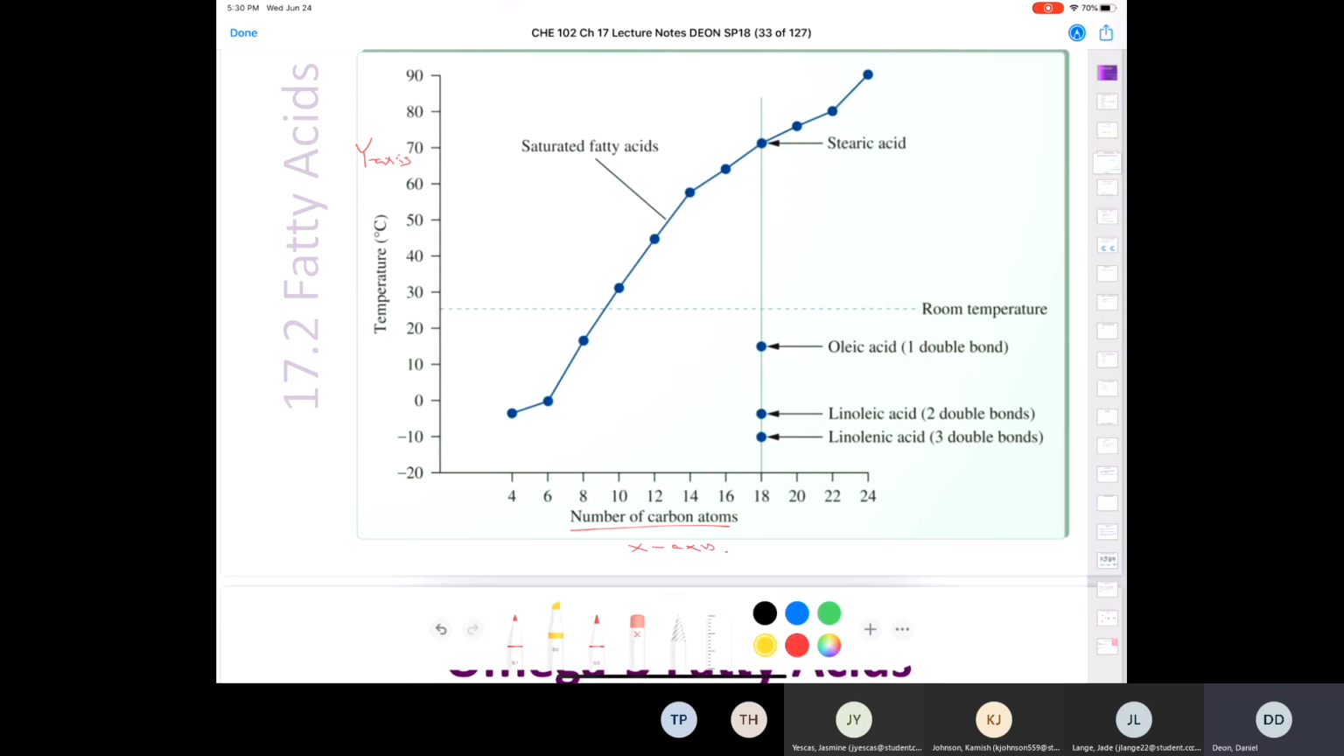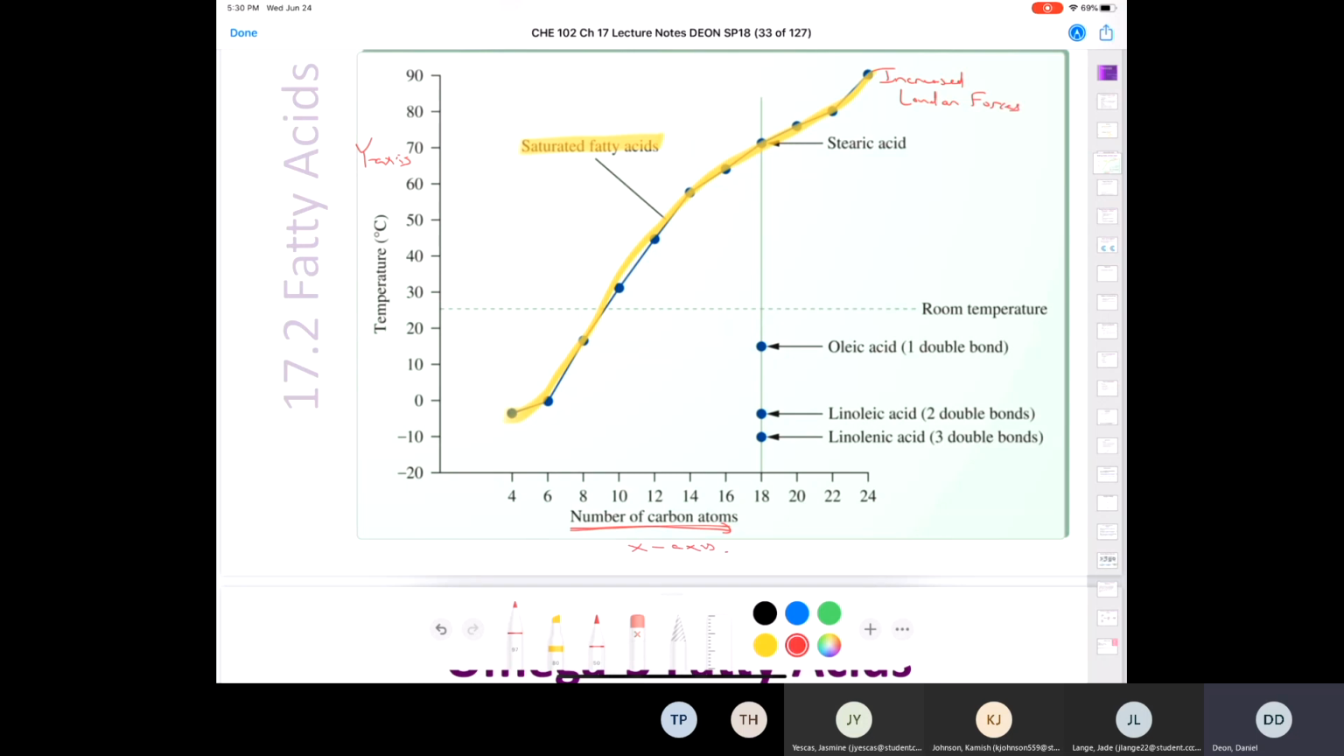For now, I just want to start by focusing on this line only, because this line is only a plot of number of carbons versus temperature for saturated fatty acids. What's the conclusion? I bet anybody who's online could explain it. As the number of carbon atoms gets bigger and bigger, what happens to the melting point? It goes up and up. It just climbs. And why is that? It's just because of increased London forces. Nothing more complex than that.